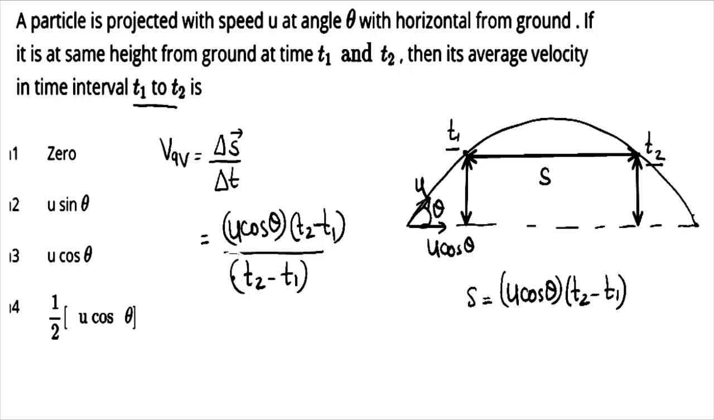Now t2 minus t1 cancels out. So the average velocity comes as u cos theta. Amongst the four options, option number 3 is the correct answer. So 3 is our answer.